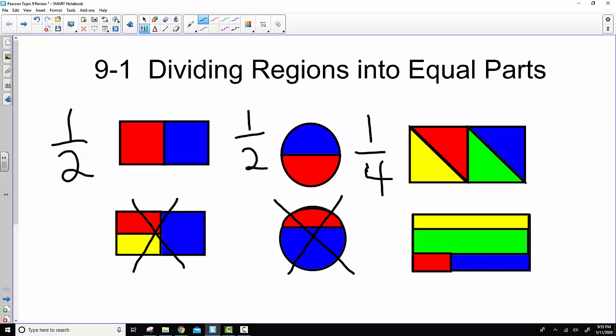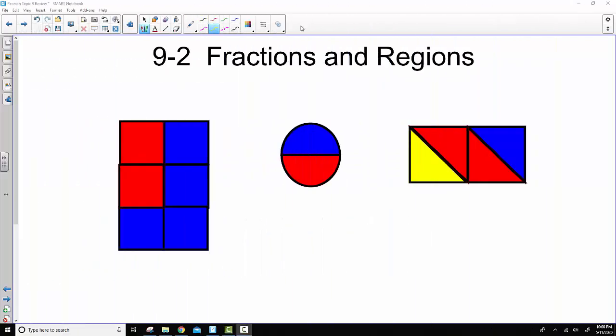The same is true for our final rectangle. We can see 4 different colors. However, they do not share equal parts of this rectangle. So for our purposes of discussing fractions today, this is not divided into equal regions. Fractions must be divided into equal parts within a region.